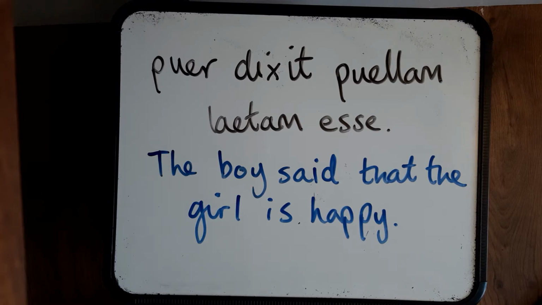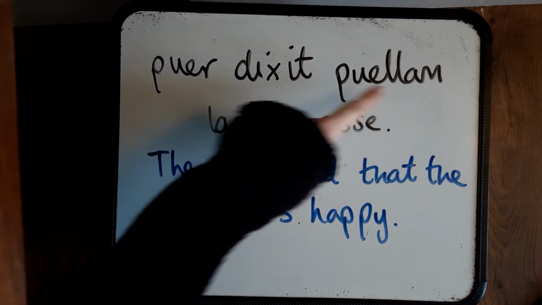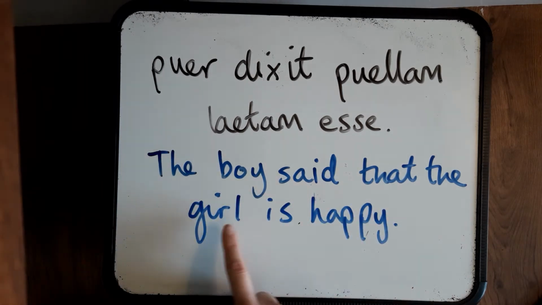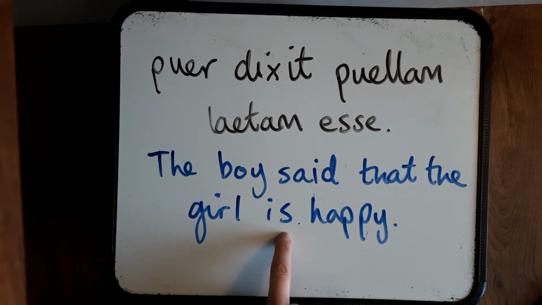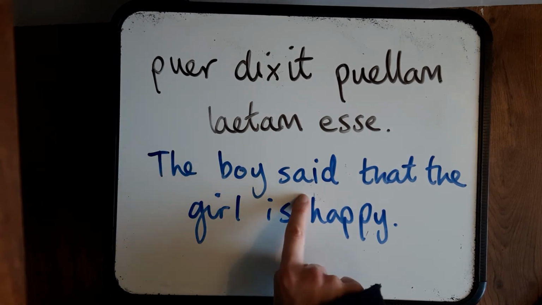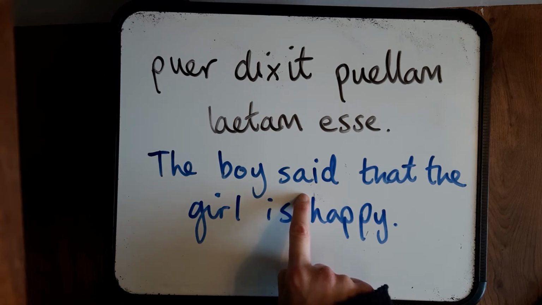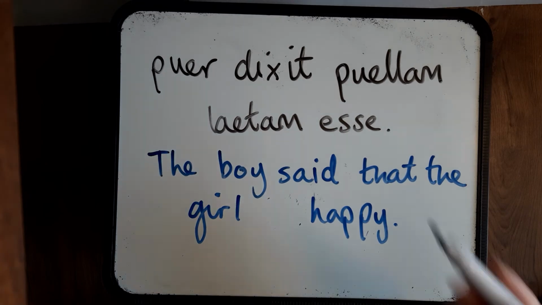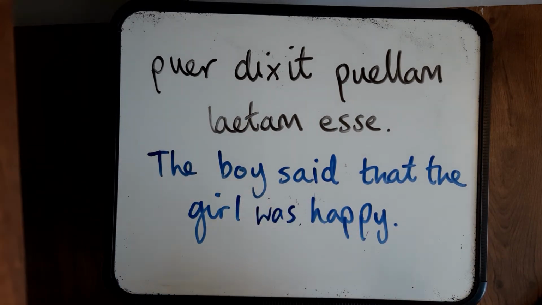Think about what was said when. So if we're being told, for example, let's say this sentence is telling us about something that happened yesterday. So if we're being told that yesterday the boy said this, that means that it's not necessarily still true today. So we can't say the boy said that the girl is happy because we don't know that she's happy today. It's that we're being told that the boy said that she was happy yesterday. So we have to translate esse not as is, but as was.